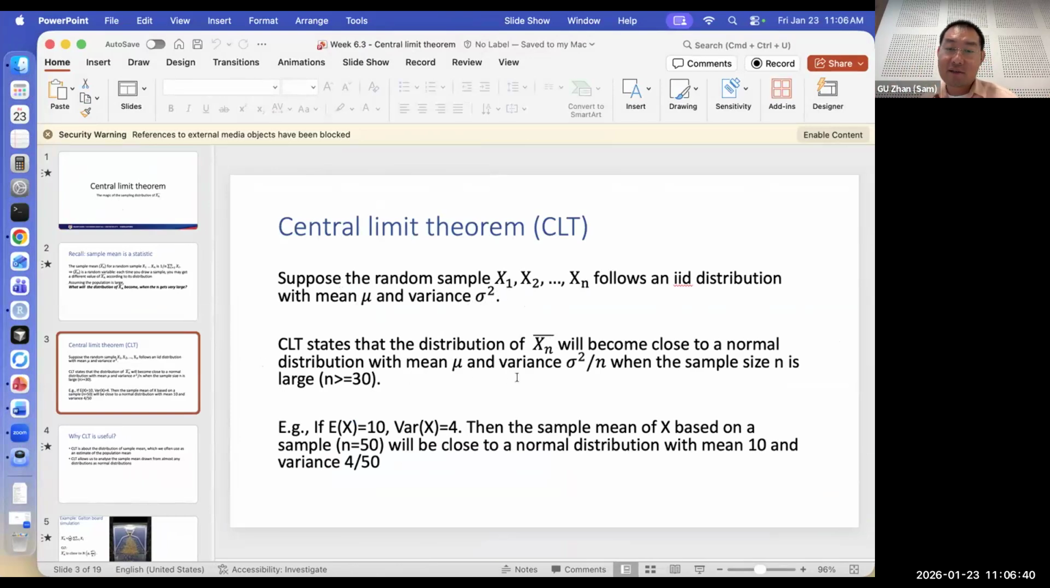A CLT states that the distribution of x bar n, so this is the mean of the sample. So suppose a random sample, the mean of each of the samples will become closely normally distributed with mean mu and variance of population variance sigma squared divided by the sample size n. Sample size. When the sample size n is large, 30.